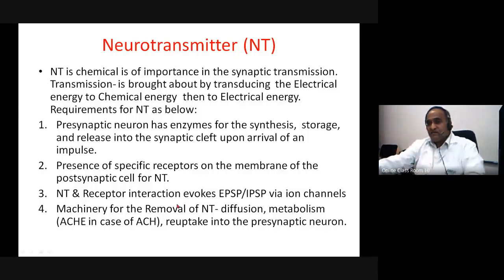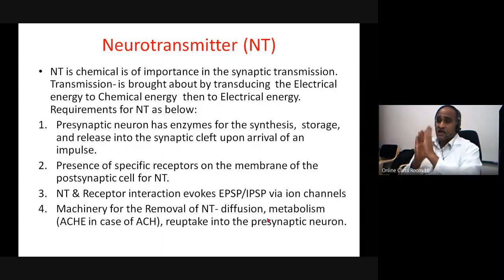So we should have a mechanism: one by diffusion, one by metabolism, as I mentioned, an enzyme system which destroys it. And most of the neurotransmitters, excepting acetylcholine, are taken up by the presynaptic terminal. That is a reuptake mechanism. They take it back. For the reuptake mechanism, there should be transporters in the presynaptic terminal. That is a requirement for a neurotransmitter.